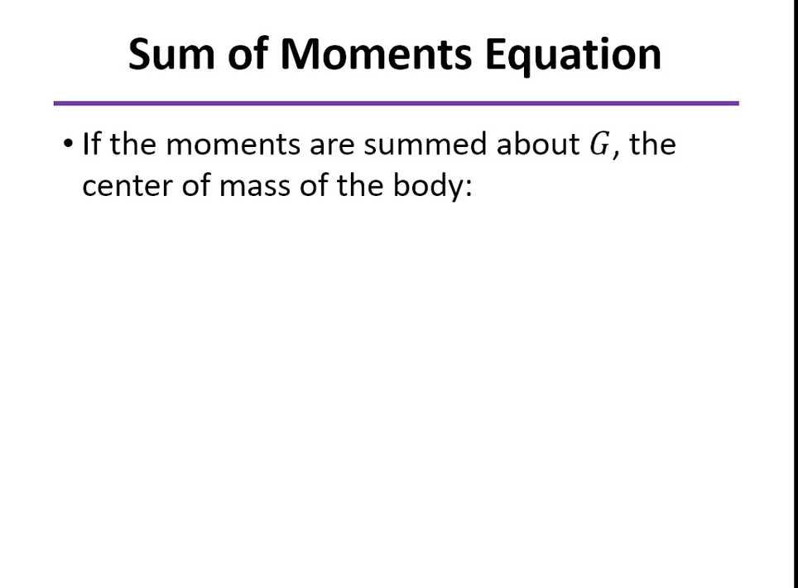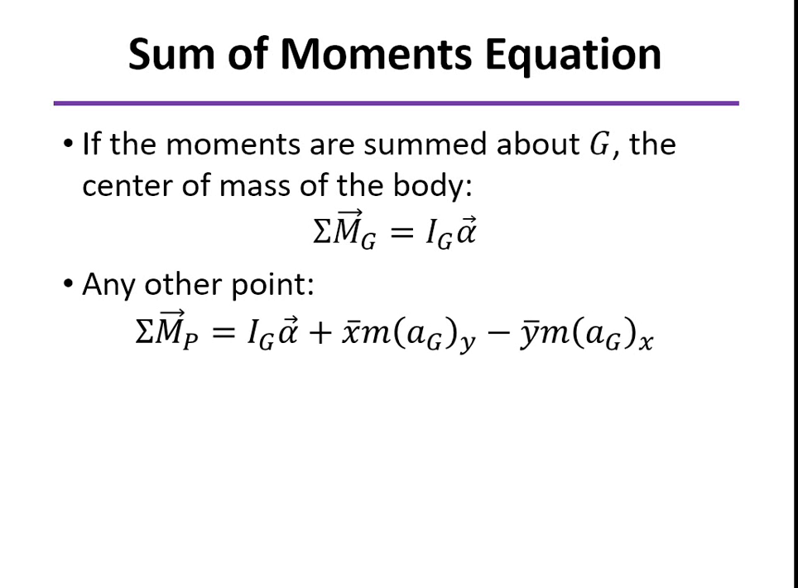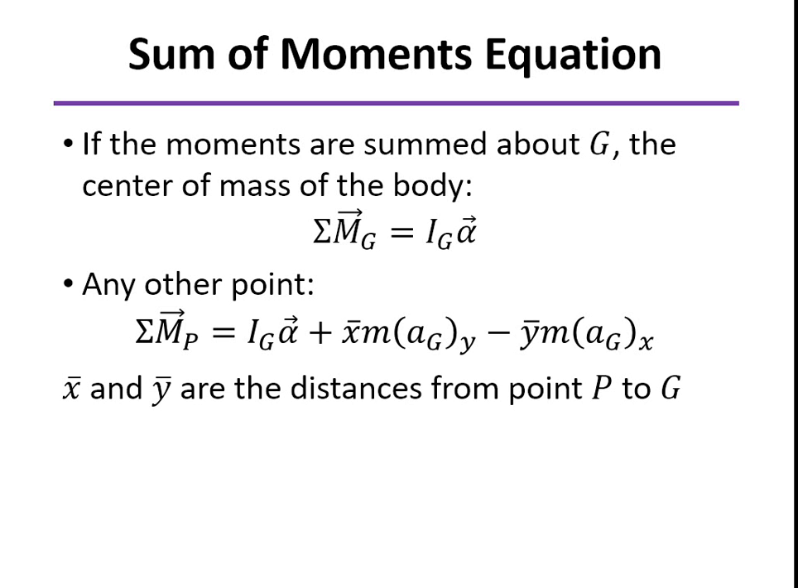And the most logical place to sum moments is about the center of mass of the body. If you do that, you can say that the sum of the moments about an axis through that point is equal to the mass moment of inertia about an axis through that same point G times the angular acceleration. If we pick any other point, which sometimes is a logical thing to do, then we have to add a couple more terms. We have to add the mass times the acceleration times the distance away from that point. In other words, x bar and y bar are the distances from the point that we're taking the moments to the center of mass G.